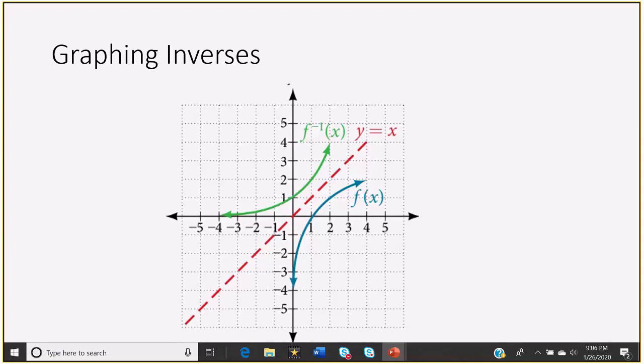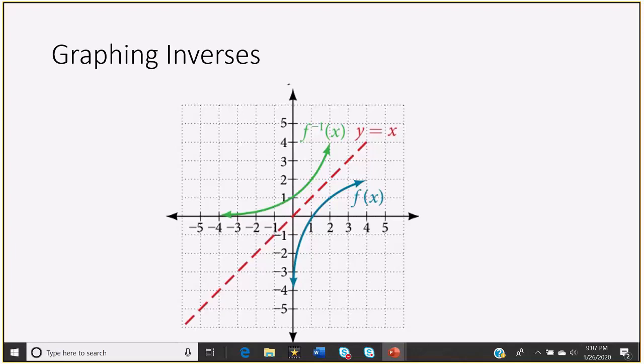Looking at this picture here, I have my original function f of x. In order to graph an inverse, you draw a dotted line, y is equal to x. That's always your dotted line. And then you treat that almost like a mirror or a pivot point, if you will. You take f of x and you reflect it on the opposite side of that y is equal to x line. And that's how you would graph f inverse of x.